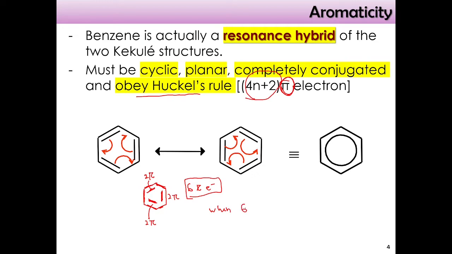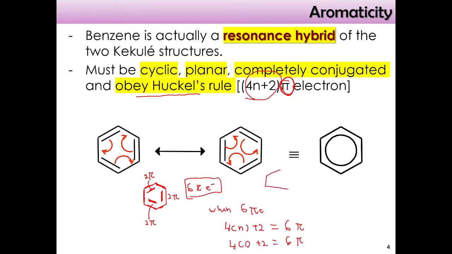When you have 6 pi electrons, for the formula 4n plus 2, you need to get 6 pi electrons. So n is actually 1. So 4 times 1 plus 2 equals 6 pi. So it is valid.